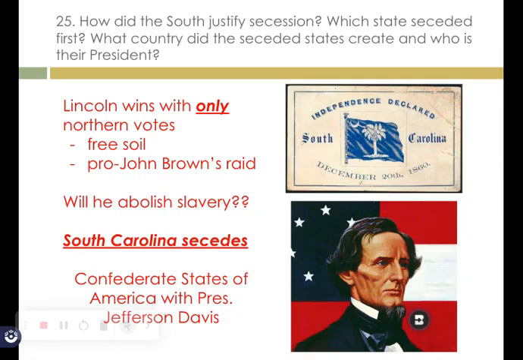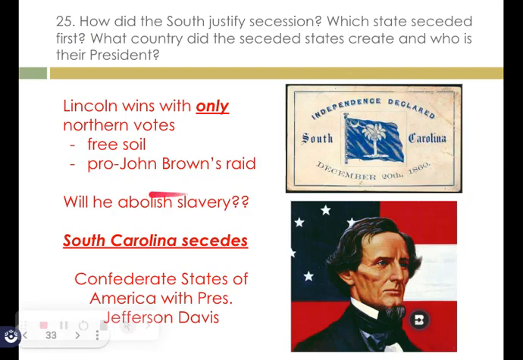Now, the South is getting worried. If Lincoln can win with only northern votes, what else can Lincoln do with only northern votes? Can Lincoln propose to abolish slavery? Will he get enough votes in Congress now to make that happen, even if southern states vote against it? So the South gets really worried. And there's one southern state that says, we're not going to stick around and find out. South Carolina decides that Lincoln's election means they're out. They're going to secede from the Union. And so you can see here on this picture, independence declared, South Carolina, December 20th, 1860. They are done.